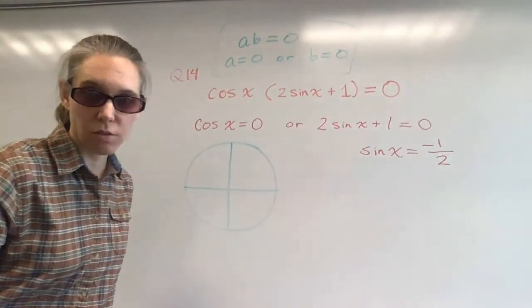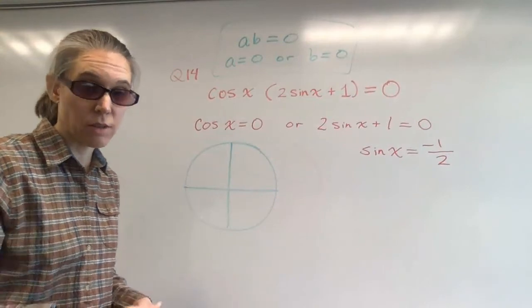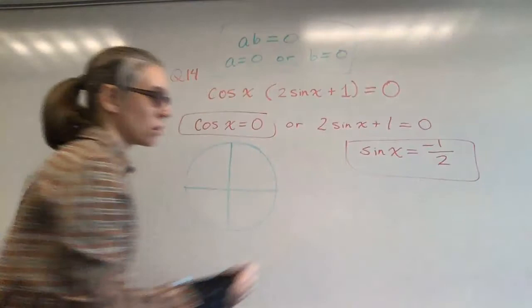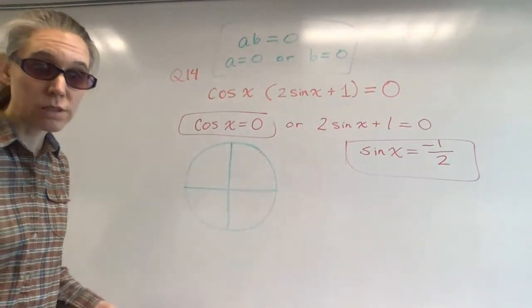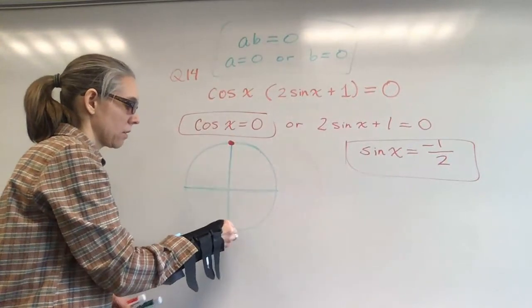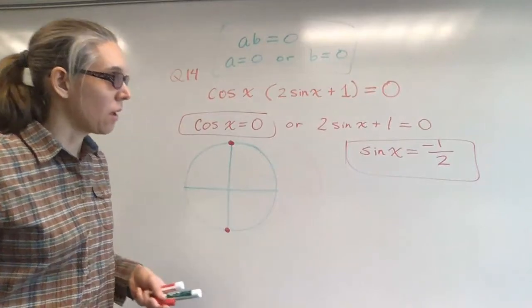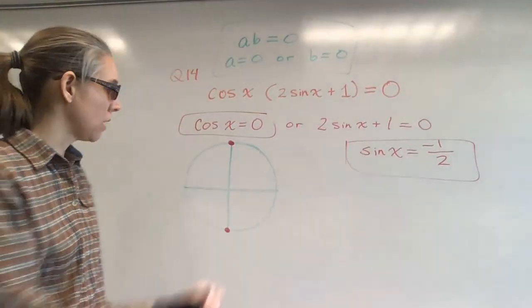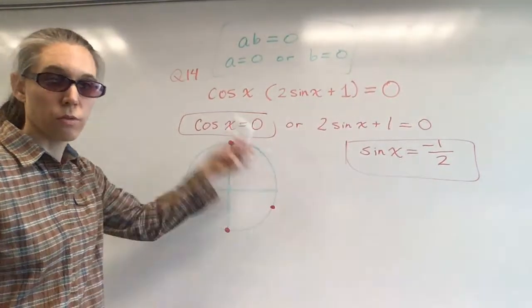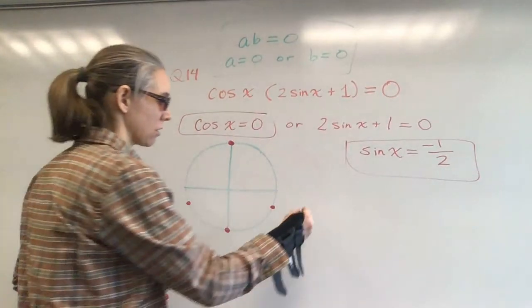Okay, so what I would do next is draw a unit circle, and then we're going to put dots on the unit circle for each of these two equations. We have two different equations that we're solving. So where is cosine equal to 0? Cosine is equal to 0 here and here. So this would be pi halves, and this would be 3 pi halves. And then where is sine equal to negative 1/2? Well, that would be here and here. So your four solutions are dots on a circle, and then you can just list them out.